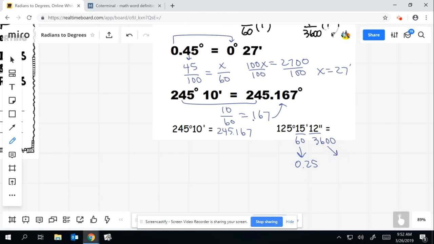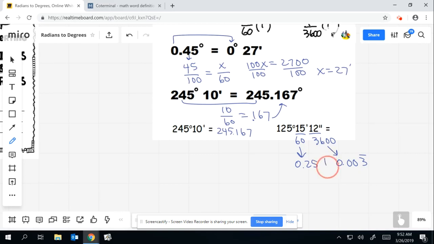That's going to be really tiny. 0.003, with a bar on the 3. It goes on forever. Because these are seconds, you can almost think of it like hours. There's 60 minutes in an hour, and there's 60 seconds in a minute. So 60 times 60 would be the 3,600 seconds in the hour. So there's 3,600 seconds in a degree.